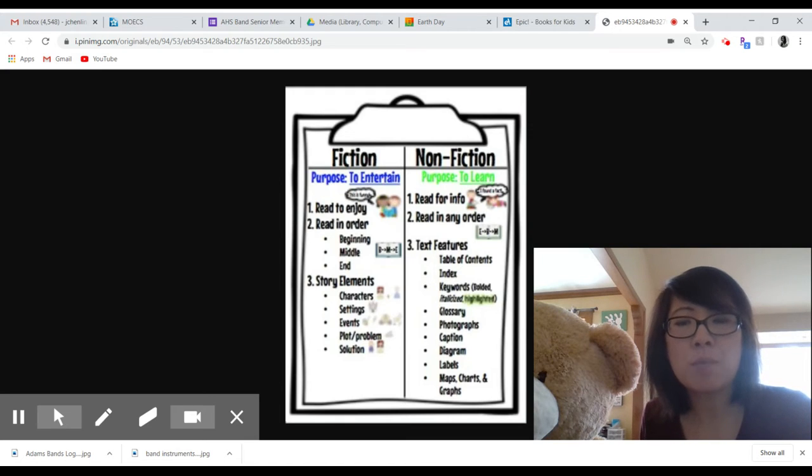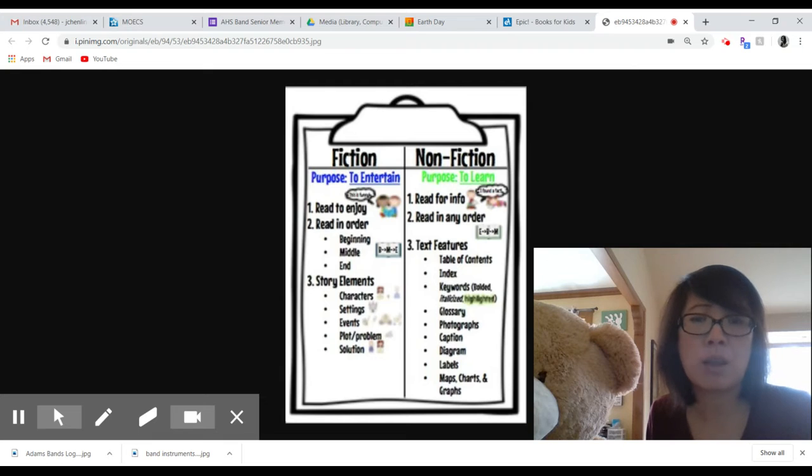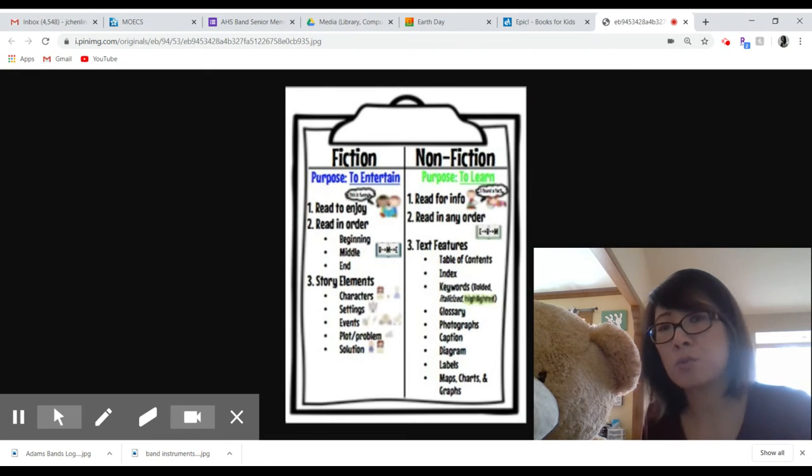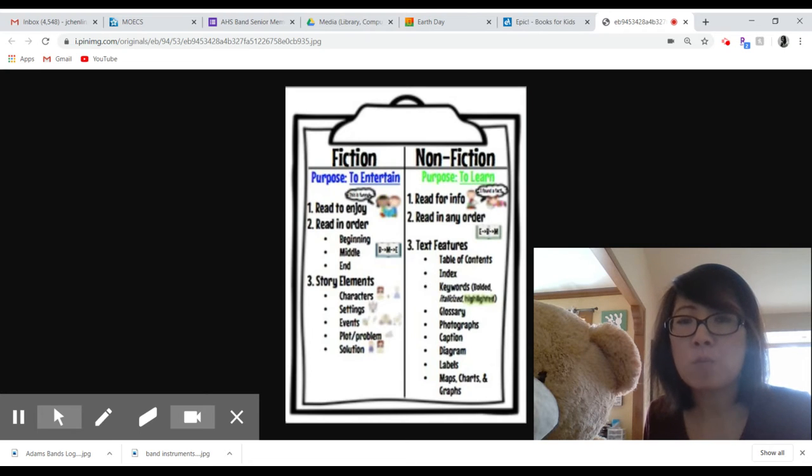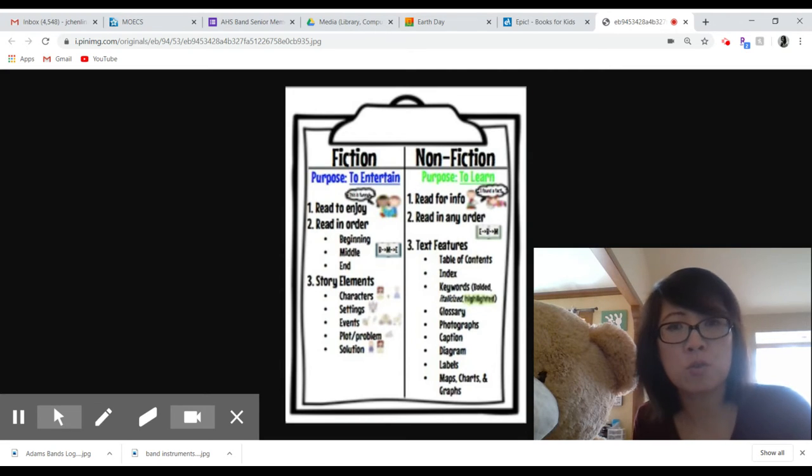There are events that happen in a fictional story that are pretend, even though they might be based on events that happened in real life. Events in a fictional story are usually pretend. There's usually a plot or a problem in the story that the character has to find the solution to. Okay, so those are all characteristics of a fictional story.